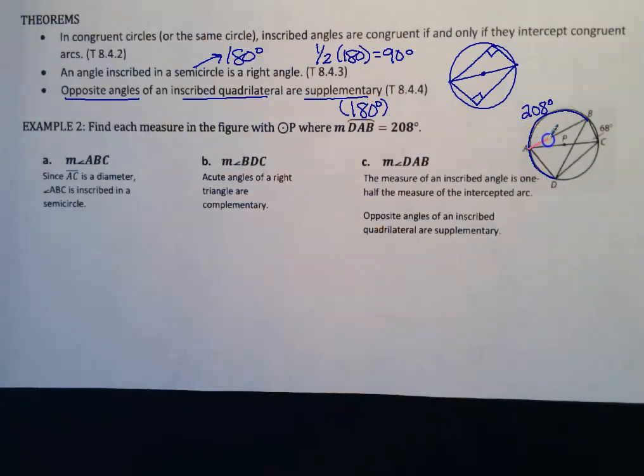What's the measure of angle ABC? Okay, so think about its chords. What do you notice about this? It's 90. Okay, because what is this right here? That's the diameter, right, that cuts it in half. So this is a semicircle. So ABC is inscribed in the semicircle.